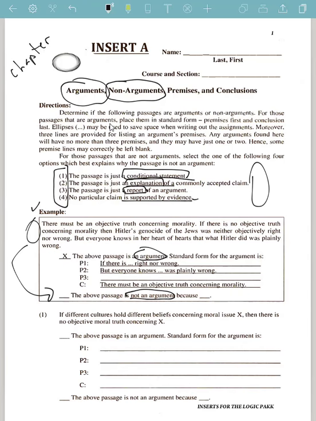So what I'm going to do now is this is sort of part one of Insert A, giving you a background and kind of a lecture on what a non-argument pattern is. So I'm going to do a part two of this, okay? And in that, we'll actually go through some of the problems on this sheet, okay?